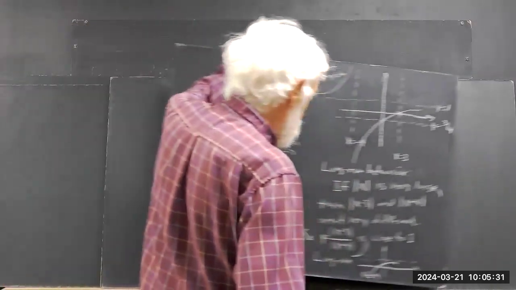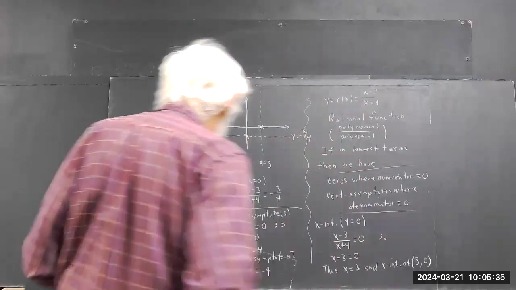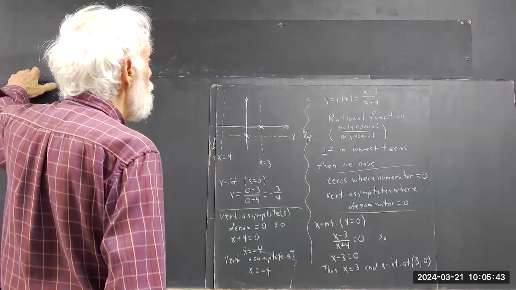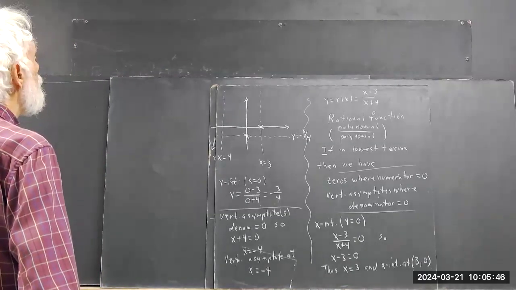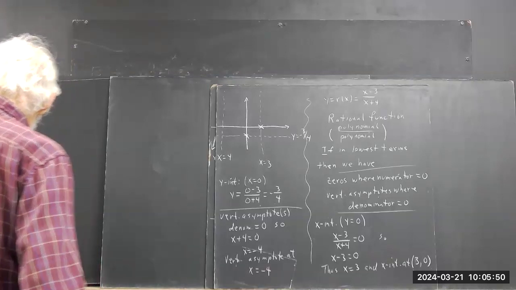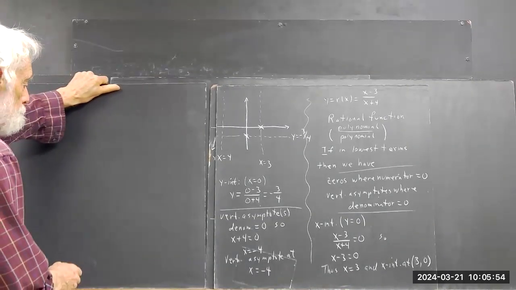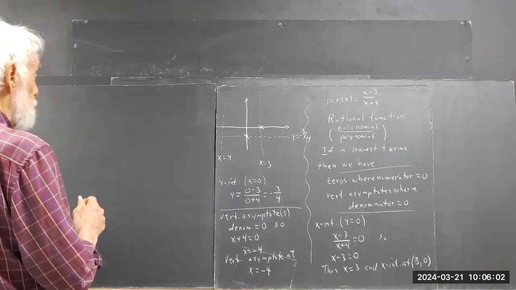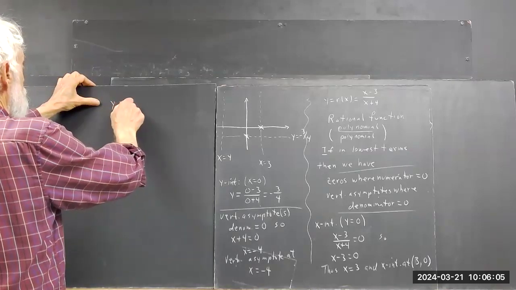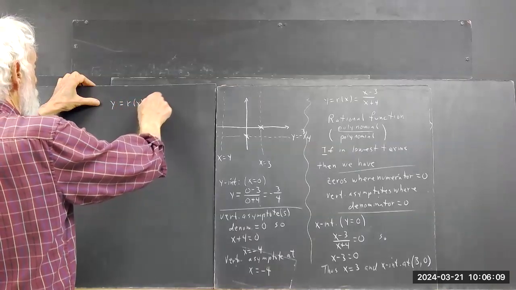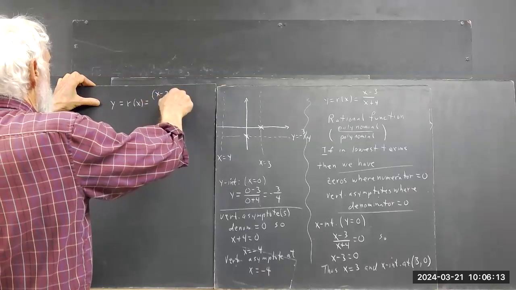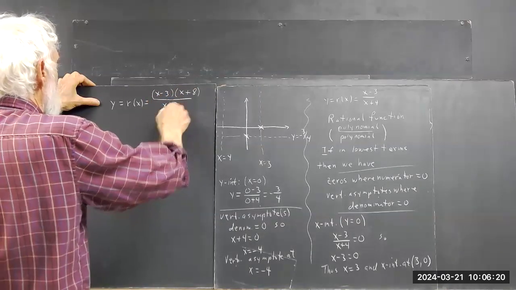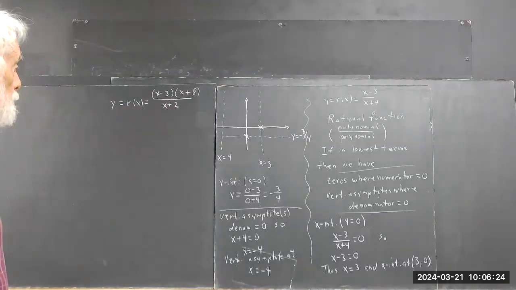Okay, I'm going to do another example to show you how these things can be constructed without a whole lot of discussion of why they behave the way they do. I'm going to consider this function.